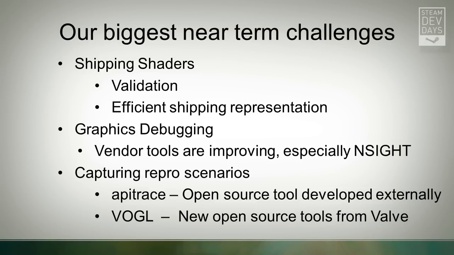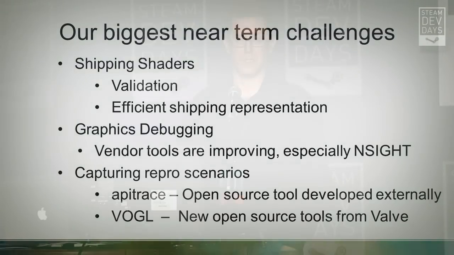For us, the biggest near-term challenges to achieving this pretty lofty goal of moving to OpenGL entirely are solving the problem of shipping shaders. There are 2 main components to that. One is validation. Did the shader code that you wrote, or translated from HLSL in our case, is it valid GLSL? In the past, all the compilers were built into the drivers, and there are some nasty implications for that that Dan will go into, and we're pretty happy with some solutions that have come along in that area. And also an efficient shipping representation is a big part of that. Dan's going to talk about that as well.